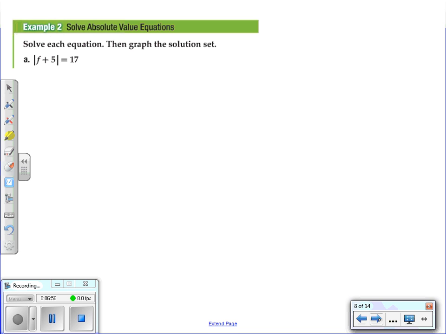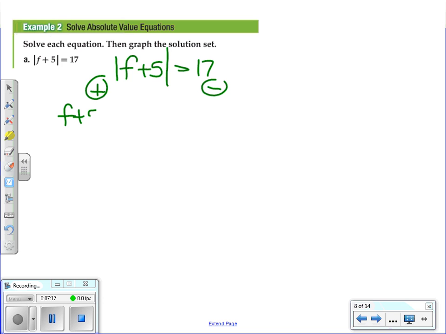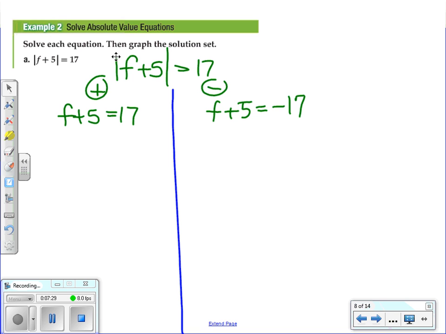Here we have a problem. The absolute value of f plus 5 is 17. So we're going to consider the positive and we're going to consider the negative. So we're going to solve this problem twice. We're going to say f plus 5 equals 17, and we're going to say f plus 5 equals negative 17 to find the two solution sets, okay?